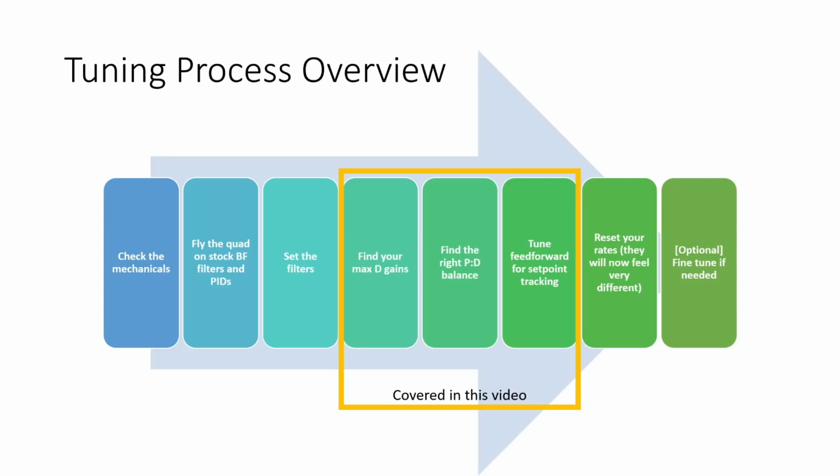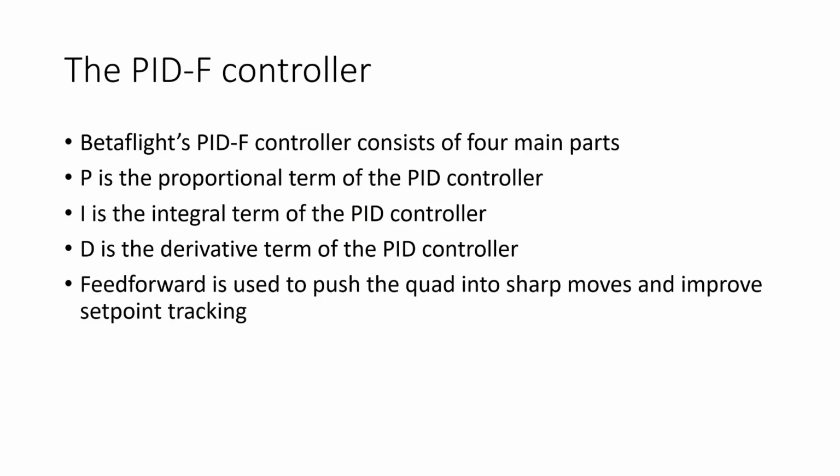So the next steps are PID tuning. And there are 3 steps here that we're going to cover in this video. Finding your max D gains that you're comfortable with, then finding the right P to D balance in order to get a critically damped PID response, and then the final stage, tuning feed forward for set point tracking so that we get really great responsiveness of the quad, really close tracking of your stick inputs.